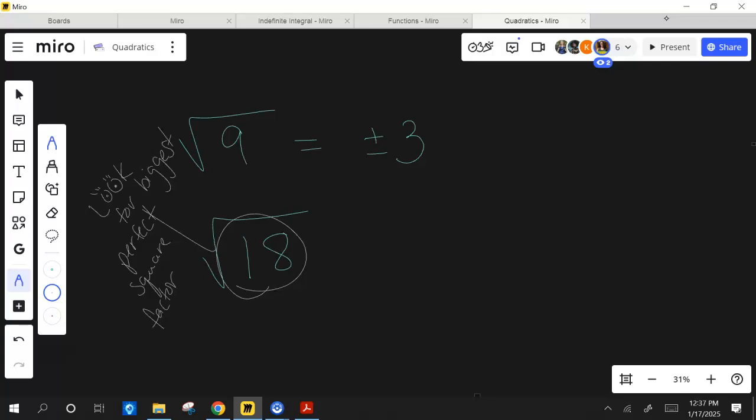Of all the perfect squares you know, and if you're not used to this, make yourself a list of perfect squares off to the side. 2 squared is 4, 3 squared is 9, 4 squared is 16, 5 squared 25, 36, 49, 64, 81, 100, 121, 144, 169. 13 squared, 14 squared. What's 14 squared?